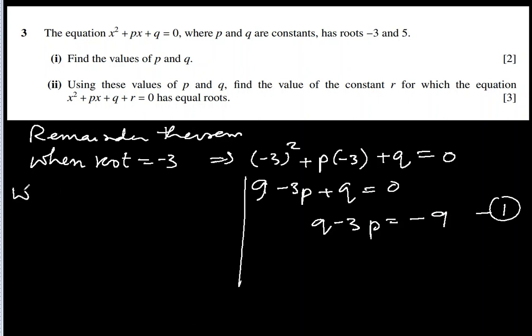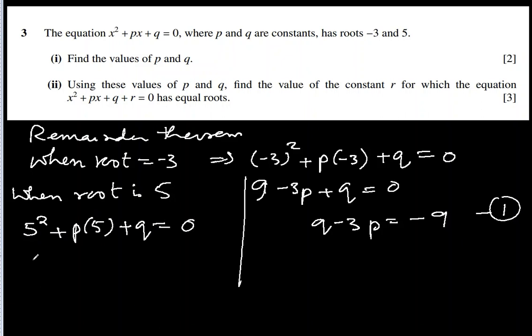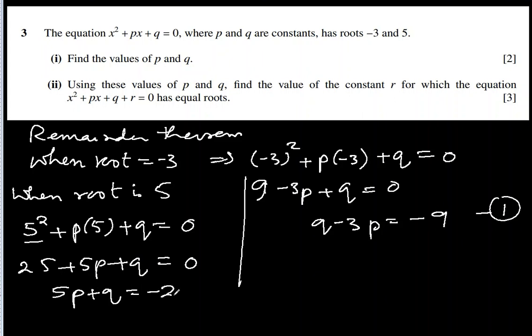Okay. When root is 5. So 5 square plus p times 5 plus q equal to 0. This is 25 plus 5p plus q equal to 0. So I can rearrange it. 5p plus q equal to minus 25, equation number 2.